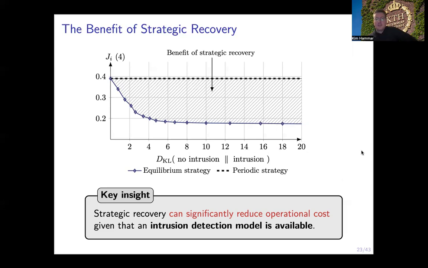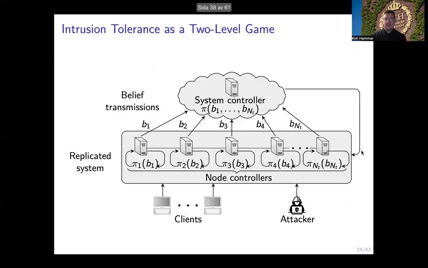So in conclusion, if you have an intrusion-tolerant system where you have some intrusion detection capabilities, you have some sensors for measuring data, then there is a significant gain in using a game-theoretic recovery strategy as opposed to a periodic strategy. So in summary, the local level of the game consists of node controllers that perform intrusion recovery, and we model each of the local recovery problems at every node as a partially observed stochastic game.